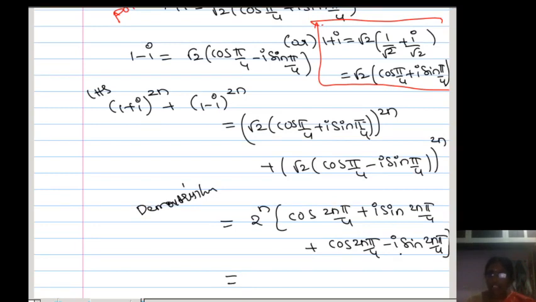The plus i and minus i cancel here. Next, this is written as 2 power n times 2 cos of 2n pi by 4, which can be written as n pi by 2. Yeah, both are the same. So what is the final answer?